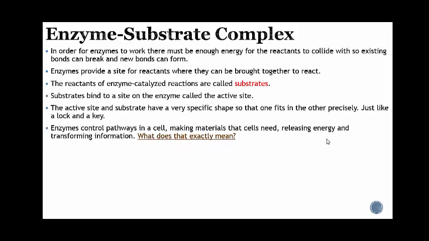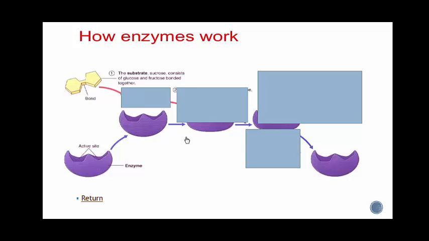Now, enzymes control pathways in a cell, making materials that cells need, releasing energy, and transforming information. What exactly does all that mean? So here we have a bunch of specialized words, a lot of vocab, and a lot of complex information, and you can read this as many times as you want, and you're probably not really going to know what it means. So let's go to an illustration. So here we have a bond. This is a substrate. This is sucrose, which is glucose and fructose bonded together.